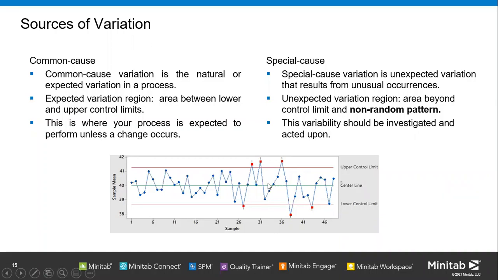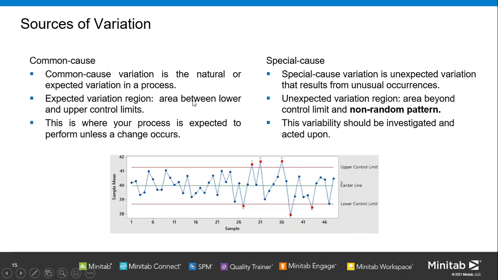Okay, that's why we have, after this, how to check for special cause variation. This one is the area beyond the control limit, and then non-random patterns, which I mentioned just now. The variability should be investigated and acted upon. In the control chart, we cannot know why it happened, but we can know what happened. Then you need to brainstorm why it happened on this sample.